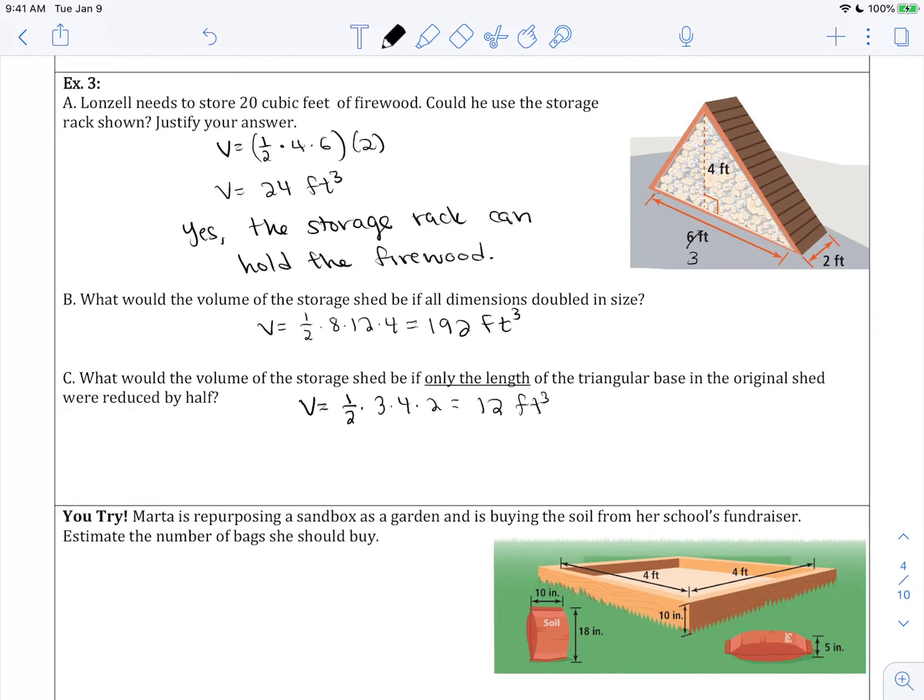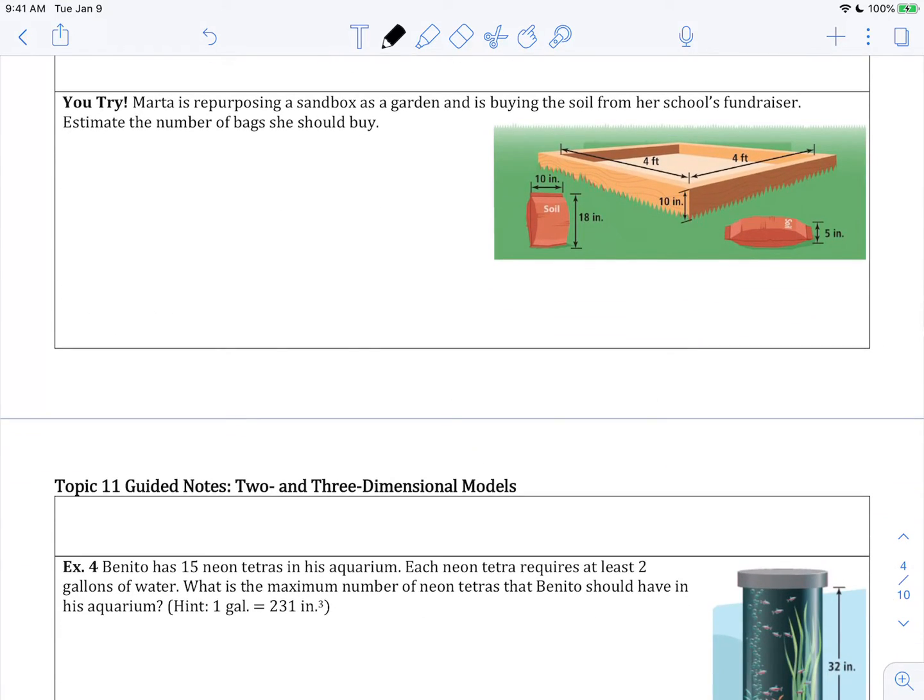Cool. Let's try this next one. So Marta is repurposing a sandbox as a garden and is buying the soil from her school fundraiser. Estimate the number of bags she should buy. So first thing we want to do is calculate the volume of the sandbox. Notice that we're using different dimensions here, so we should start by getting everything in the same dimension. So if the square sandbox is 4 feet, that's the same as 48 inches, 4 times 12.